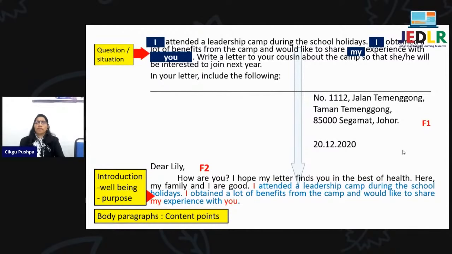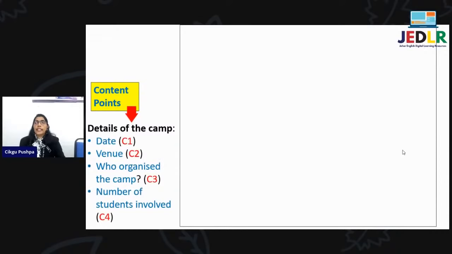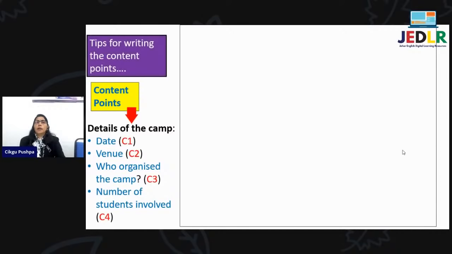Good. Let's move on. Now the next part is body paragraphs. Here is the part where you're going to write the content points. Okay. Now, this is the first part of the content points. You have details of the camp. Now, for the details, you have 4 points altogether, right? As you can see on the screen now. You have date, C1. You have venue, C2. Now, venue, tempat, place that you should know. Okay. The third one is who organized the camp. And the last one is number of students involved. Here, you have to write the number. Okay. Now, here, you are going to have some tips for writing the content.